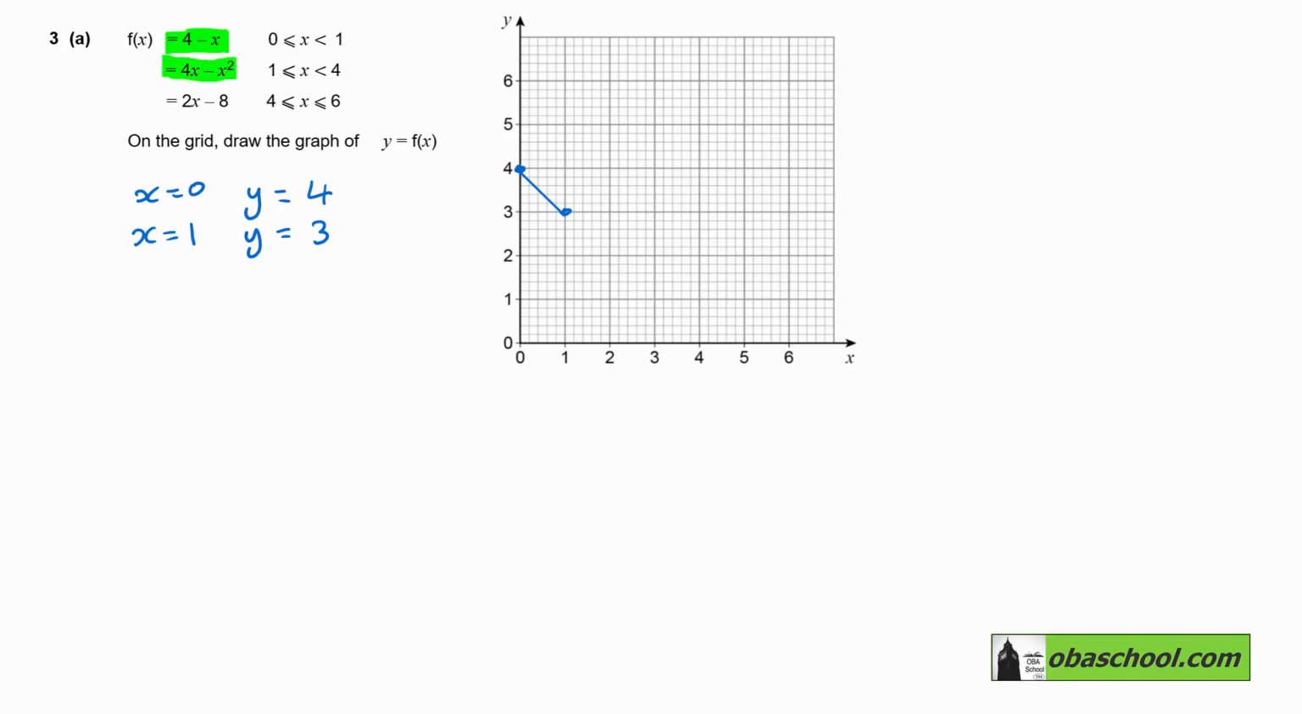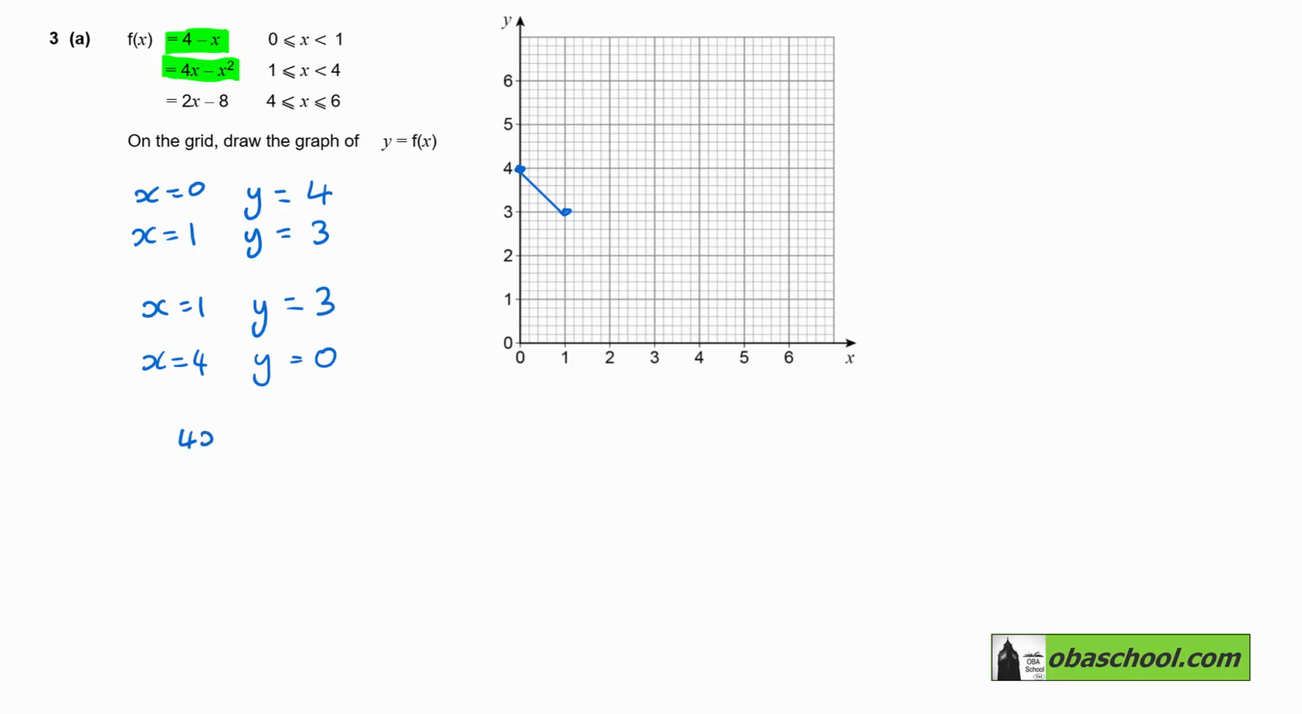The next section is a quadratic. It goes from x is 1 to 4. When x is equal to 1, y would be equal to 4 times 1 take away 1 squared. So that's 4 take away 1, which is 3. So it's going to match to the same point. When x is equal to 4, it would be 4 times 4, which is 16. Take away 4 squared, which is 16. So y is equal to 0. But we need to know the shape in between.